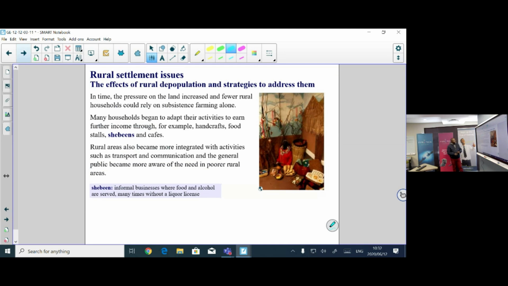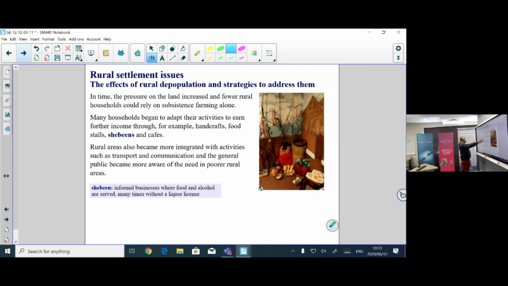Rural settlement issues. In time, the pressure on the land increased and fewer rural households could rely on subsistence farming alone. Many households began to adapt their activities to earn further income through, for example, handicrafts, food stalls, shebeens, and cafes. Rural areas also have been more integrated with activities such as transport and communication, and the general public became more aware of the needs in poorer rural areas.